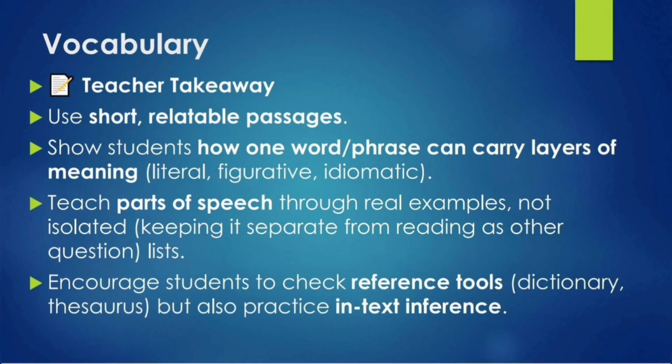Second, show students how one word or phrase can carry layers of meaning. Stress, layers of meaning. For instance, the word light can mean not heavy, it can also mean brightness, and in a figurative sense, light of knowledge. Third, teach parts of speech through real examples, not in isolation. So instead of giving a list, like noun, verb, adjective, take a sentence, Ali runs fast. Here, Ali is the noun, runs is the verb, and fast is the adverb.